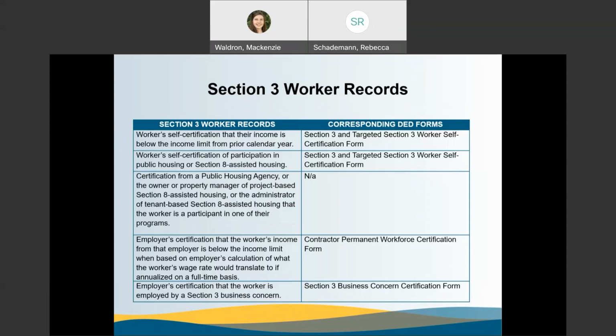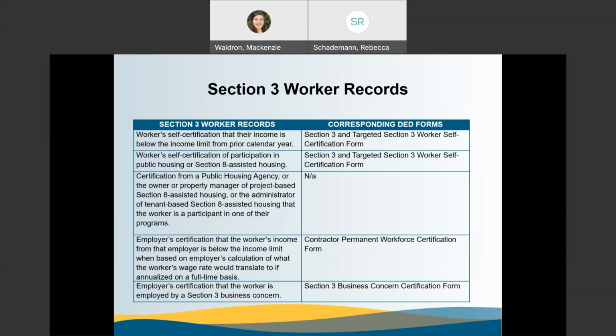Next slide. Next up, we created this table that identifies the regulation reference, records to be maintained, and the created DED forms that correlate with that record retention. So this slide focuses on the Section 3 records to be maintained. So we'll go through this list real quick. The worker's self-certification that their income is below the income limit from prior calendar years. That connects with our corresponding DED form called Section 3 and targeted Section 3 worker self-certification form. The worker's self-certification of participation in public housing or Section 8 assisted housing. That correlates with our Section 3 and targeted Section 3 worker self-certification form.